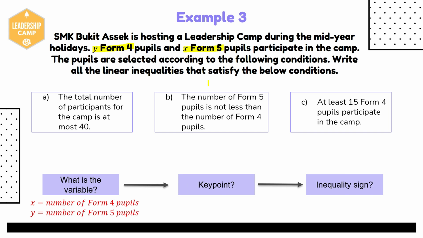Right now I will choose 3 persons to answer this question. For the first question, I want Shahila to answer question A, the first condition. The second one is Nurul Fasha. For the third condition, I will choose Kong Ming Ling. I will give you 30 seconds to solve this question. Okay?